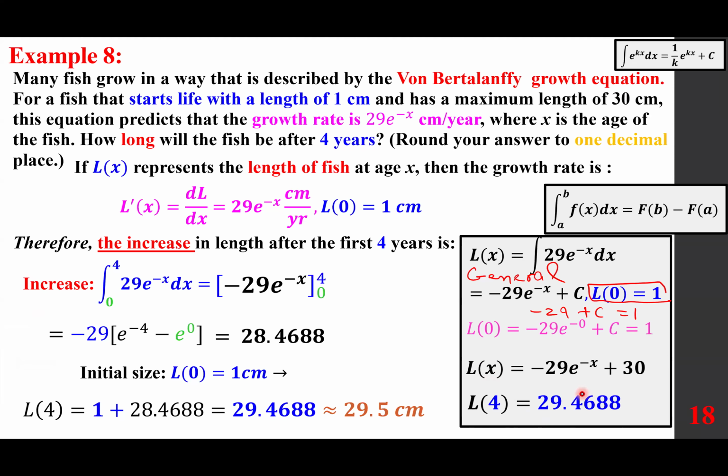Now, what is the advantage of that? The advantage of this is if they ask for different parts, part B, how long will the fish be after 5 years, plug in 5, after 7 years, plug in 7, and so on. So that's the advantage. Otherwise, this works just as good.